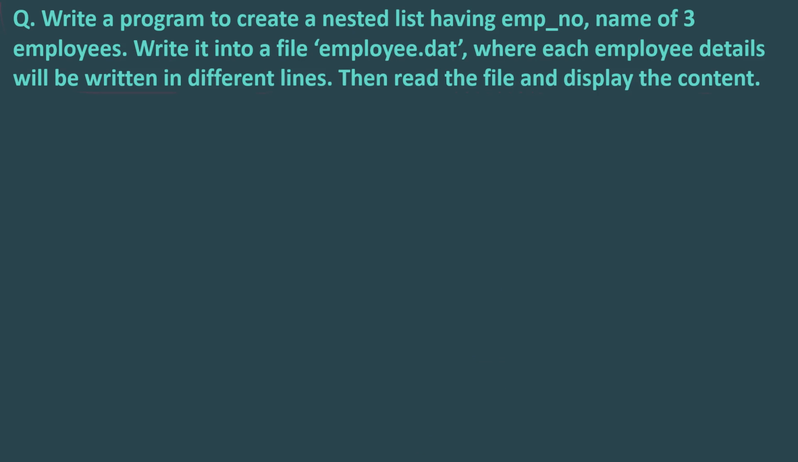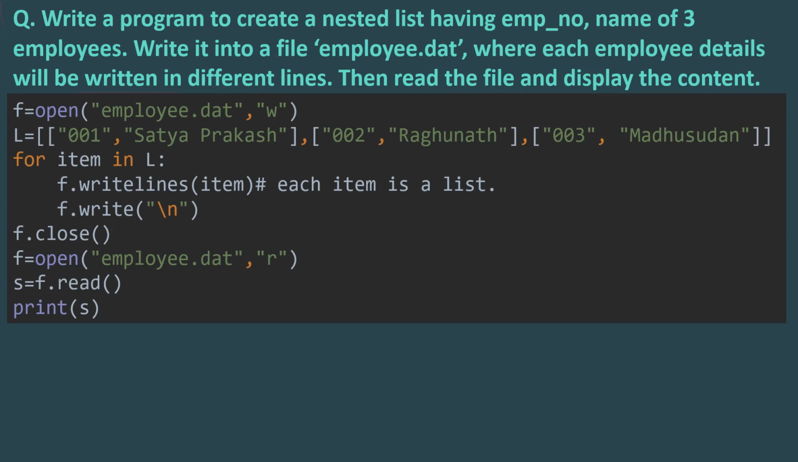Now write a program to create a nested list having EMP number and name of 3 employees. Write it into a file employee.dat where each employee's details will be written in different lines. Then read the file and display the content. So here you can see we have to provide the employee details of 3 employees in the form of a nested list. L is equal to, like, 001 Satya Prakash, that is the employee detail of one employee, kept within one list. Then the second employee ID and name will be in another list like this, and everything is kept within one list. So this is a list of lists, or you can say a nested list.